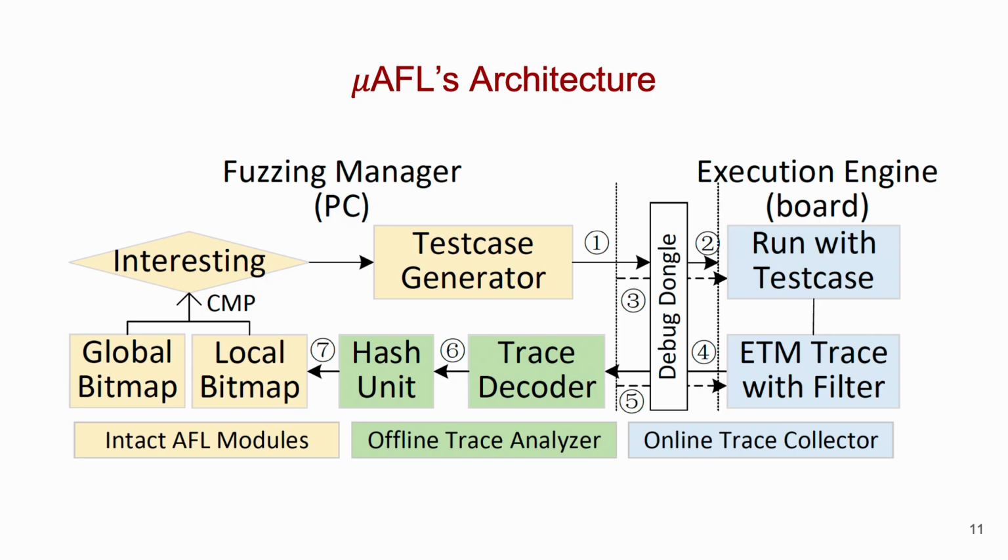The fuzzing loop proposed by microAFL now looks something like this. There are two components, the fuzzing manager, which runs on the workstation, and the execution engine, which runs on the microcontroller. A debugger dongle bridges the microcontroller to the host PC, which runs the genetic AFL algorithm for coverage analysis, mutation, and test case generation. Now, to avoid instrumenting the binary, mAFL leverages embedded trace macrocell found in ARM devices to trace code coverage. To comply with AFL bitmap-based coverage analysis, this necessitates three new components: an online trace collector running on the microcontroller, an offline trace analyzer running on the host, and trace filters which are present in both the microcontroller and the host, as the figure shows.